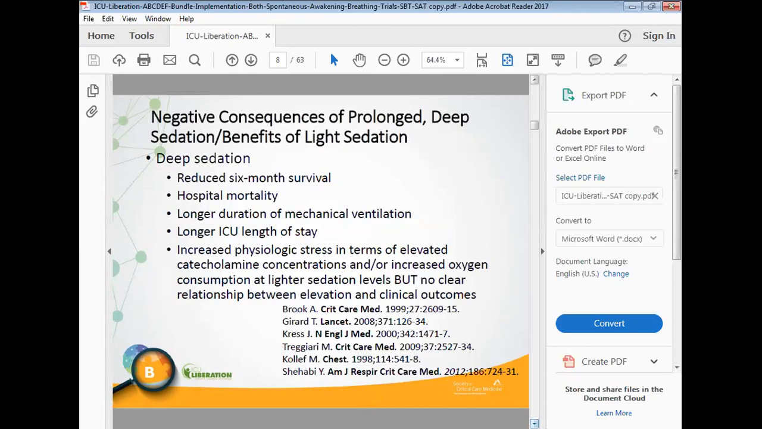And why? Because deep sedation, which has been studied extensively, is bad. It reduces survival. So patients who are heavily sedated for several days in the ICU are less likely to survive. It's very bad. It increases the risk of death. It leads to keeping patients in the ICU on the ventilator for a long time. It has also been shown that it actually increases the stress for patients, so increased oxygen consumption, etc.